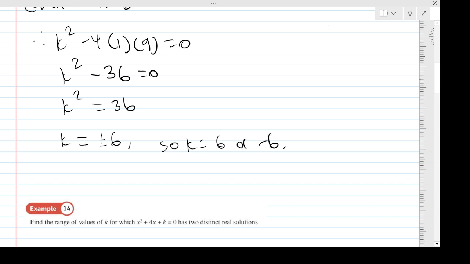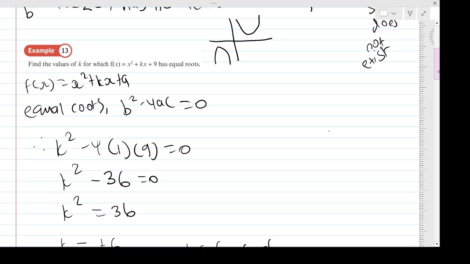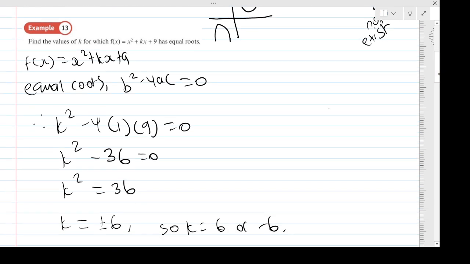There we are, cool. So hopefully you see I can use a discriminant there, and that's fairly common: to mix algebra and equations with the discriminant to work out missing values in the quadratic. Okay, let's have a look at another example.